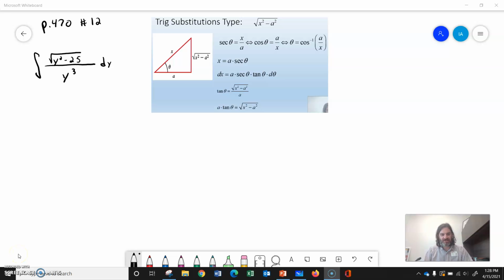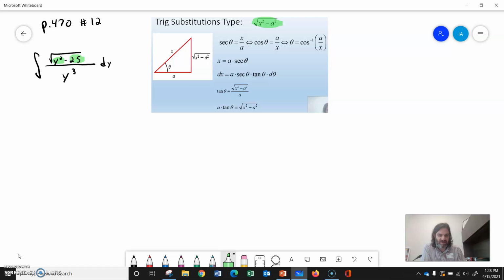Hey, we're going to do a trig substitution integration problem here. The problem is the integral of the fraction numerator square root of x squared minus 25, denominator y cubed. That's going to be integrated in terms of y. So we see the square root of y squared, so it's a variable squared minus a number. So that's going to be a certain type that I usually use as x squared minus a squared.